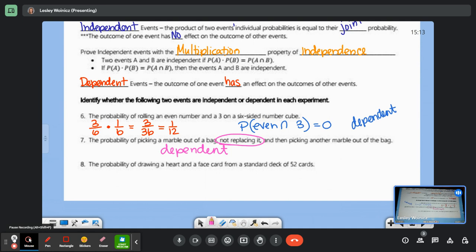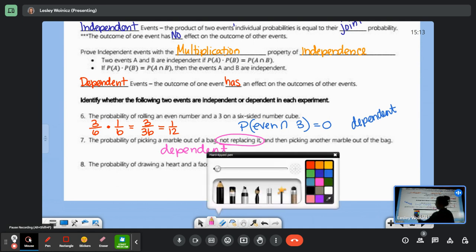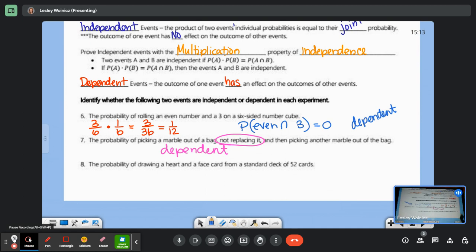What about drawing a heart and a face card? This one we can do the math on again. The probability of drawing a heart would be 1 out of how many? 13 out of 52, or 1 out of 4. And what about drawing a face card? There's 3 face cards and 4 suits, so 12 out of 52.